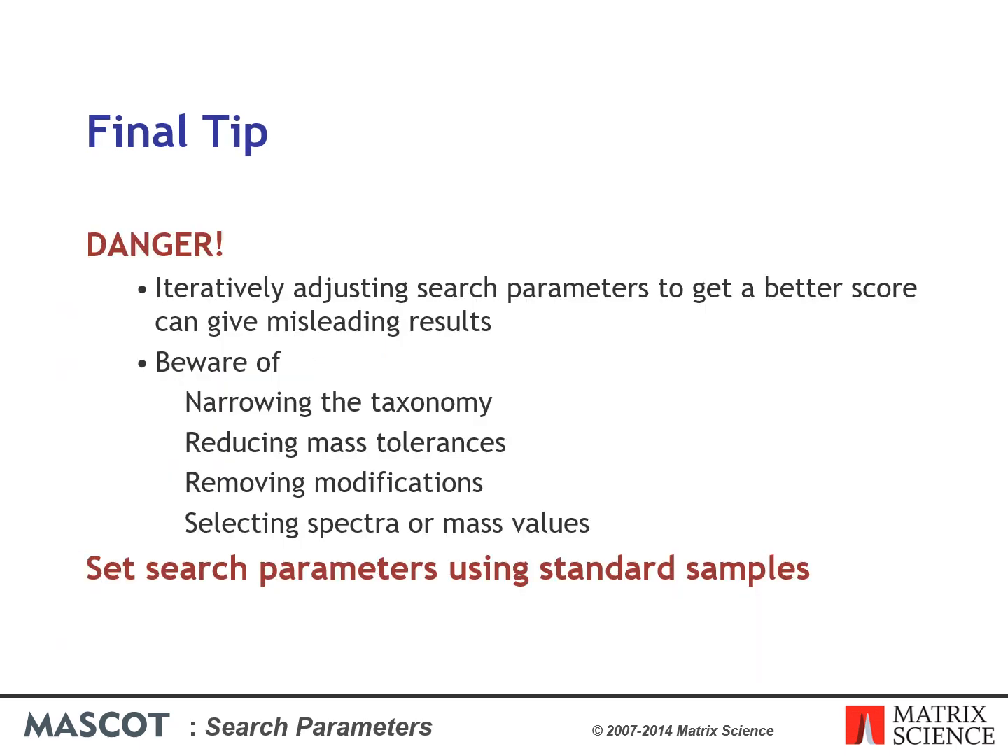A final word of advice. It is easy to distort the search results without realizing. Basically, it's risky to adjust the search parameters interactively to get a better score for an unknown. For example, you search a complete database and don't get a significant match. However, a very interesting looking protein is near the top of the list, surrounded by some others that are clearly wrong. You change the taxonomy filter so as to exclude the wrong proteins.